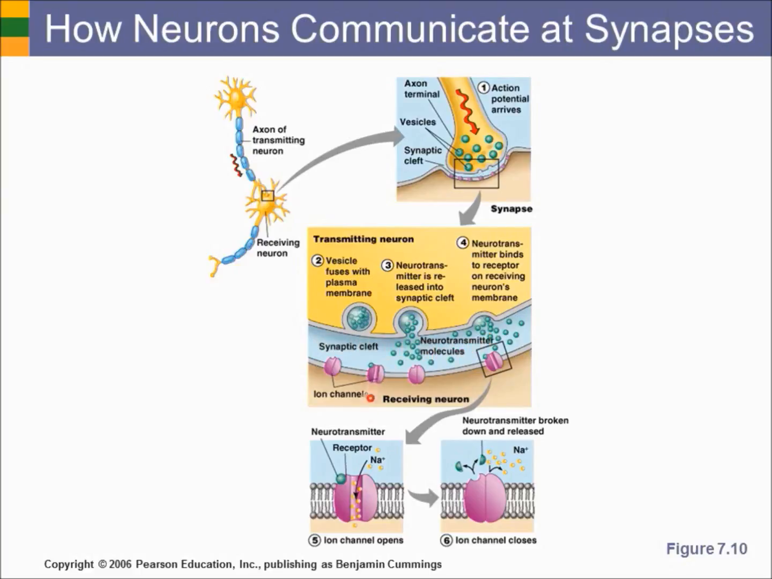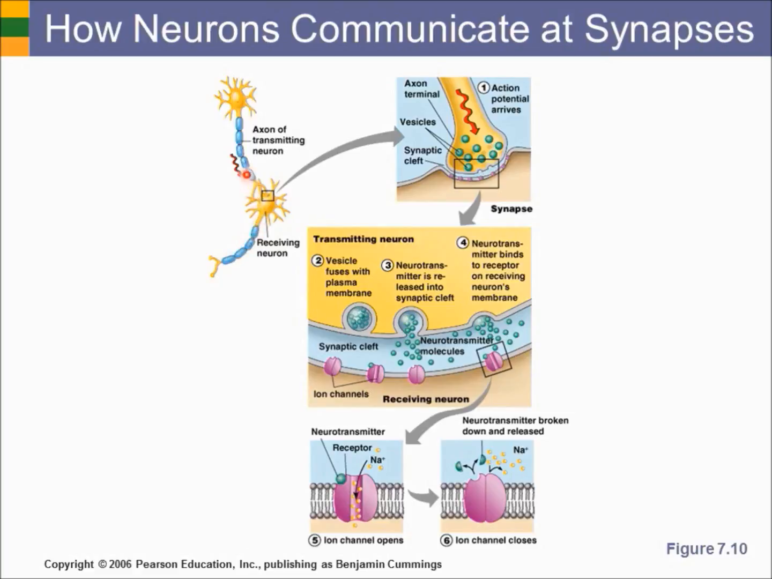When they come along here, they bind to the receptor proteins on the next neuron, or this is the postsynaptic neuron. The neurotransmitter binds, opens up a sodium gate, and in rushes sodium. So now sodium is going to be rushing into this postsynaptic neuron, or receiving neuron, and it's going to generate an action potential that moves all the way down again.